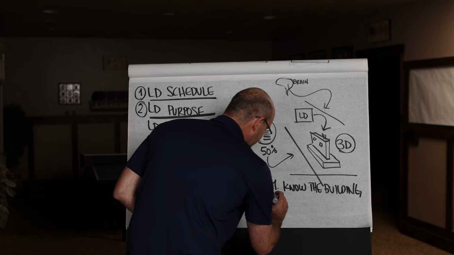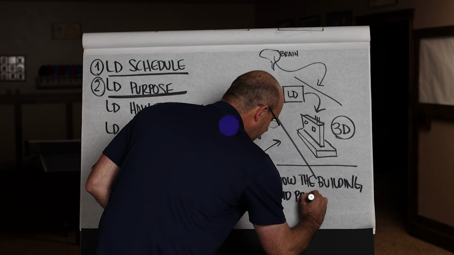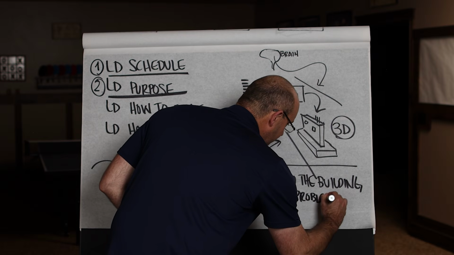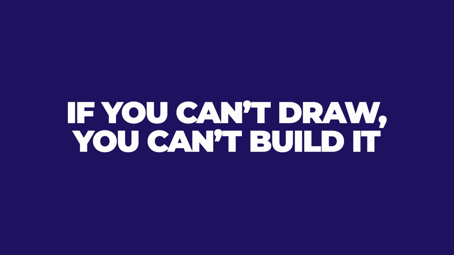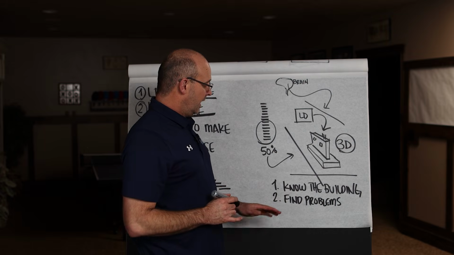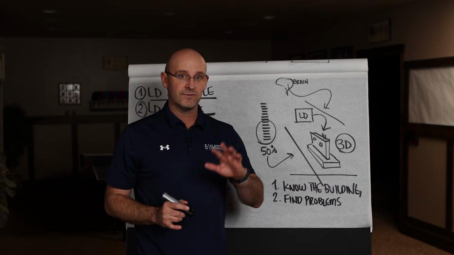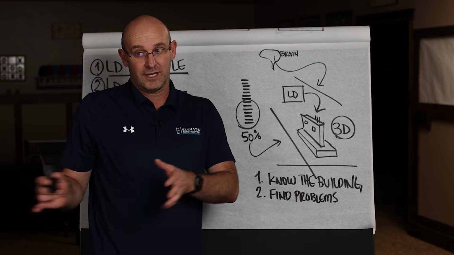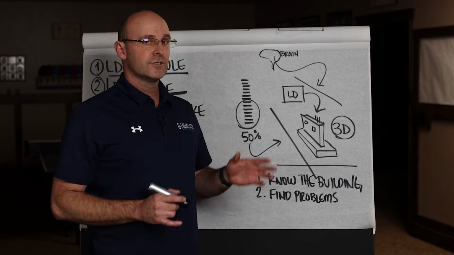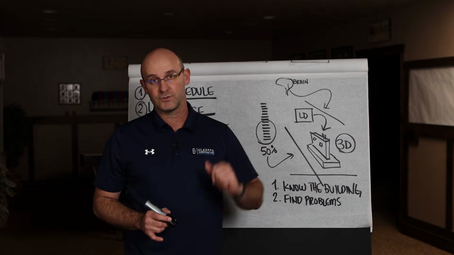So that's number 1. Number 2, and this is huge, find problems. I said in the last video that Scott Berg, the first general superintendent that I ever worked under, said if you can't draw it, you can't build it. And that's absolutely true. What he meant was if you can't draw it on paper, if you don't have the dimensions, if you don't have the information, if there are conflicts, you can't go and build it because we don't have the information. So it finds problems that you can get answers to before they impact the work in the field.